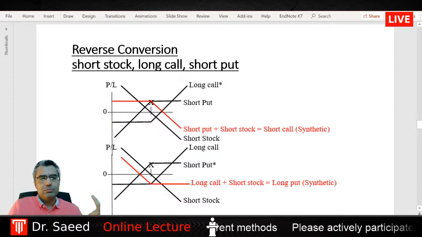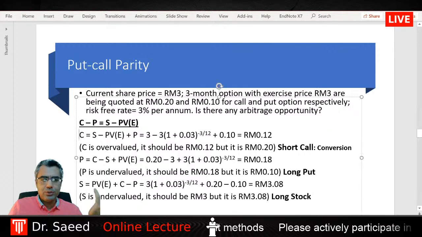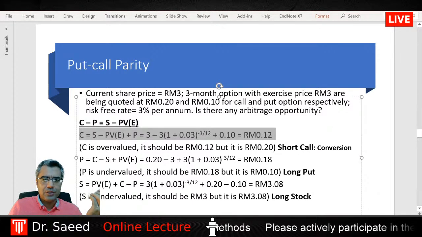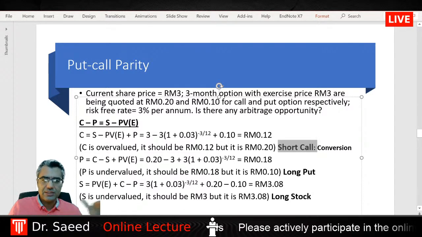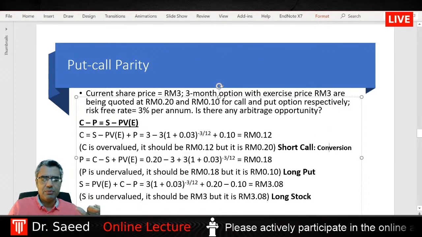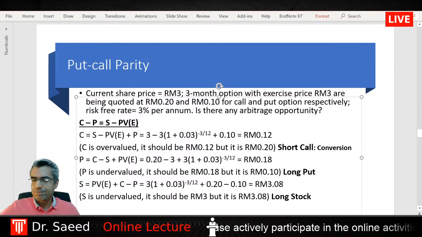So what I mean is, often you identify that the call is overpriced and you should short it. Just implement conversion. Conversion means immediately you long put, long stock, done, and go home, right?